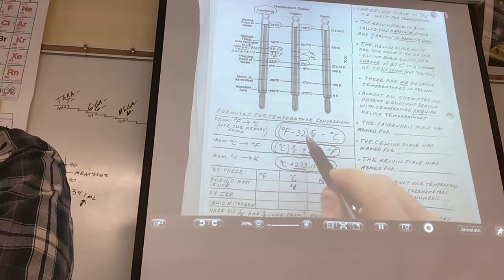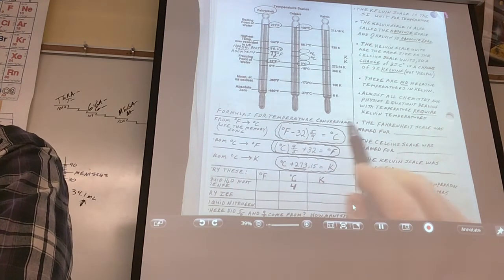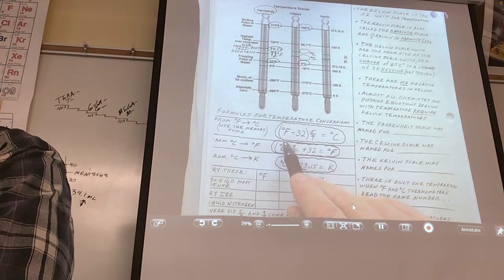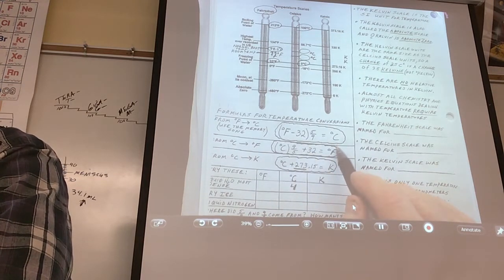Here's what the book has. The book has something like this in there. How do you actually convert Fahrenheit into Celsius? All right? Everybody ready? Ready.